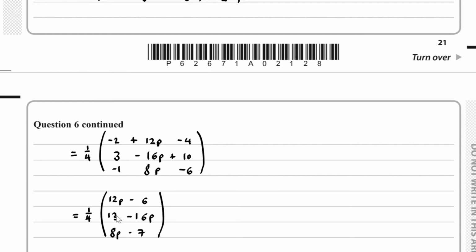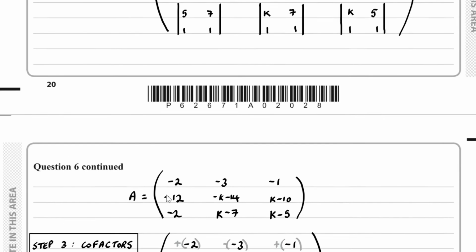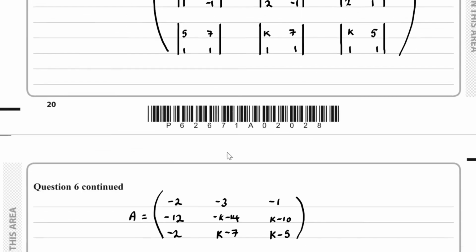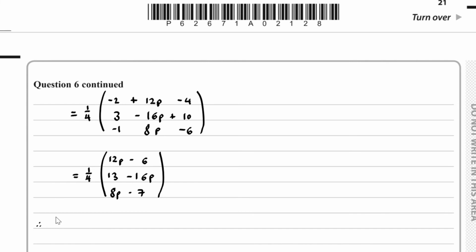So that is what x, y, z is, and it says in the question, find the coordinates. So if we write this in coordinate form, you can see here in conclusion the coordinates will be 12p minus 6 over 4, 13 minus 16p over 4, 8p minus 7 over 4. So that's how we approach that question.